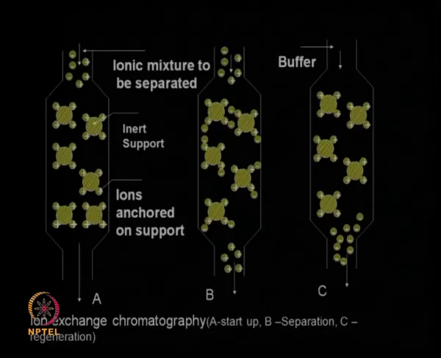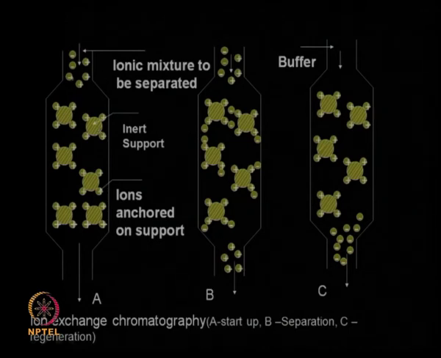Now let us look at ion exchange chromatography. So the separation is based on ionic forces, could be cationic forces, it could be anionic forces. So what we have is a base inert support, nowadays mostly they use synthetic polymers, and then we may have a certain set of ions. For example, in this particular example, they have a lot of plus ions.